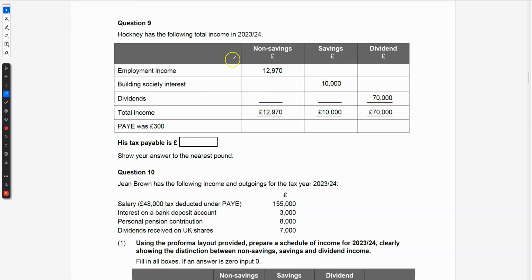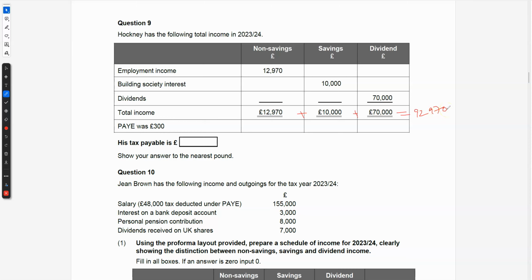It says H has the following total income. We have a non-saving, saving, and dividend, and his tax payable. So we need to see how much is the total income. If we add in this 3, that will tell us how much is the total income. 12,970 plus 10,000 plus 70,000, and that gives me 92,970. So this is the total income.